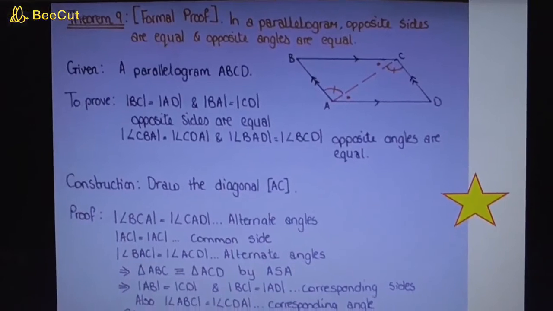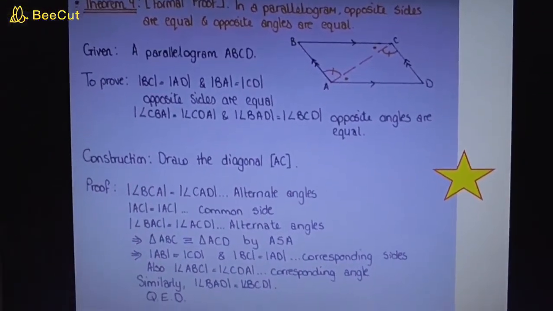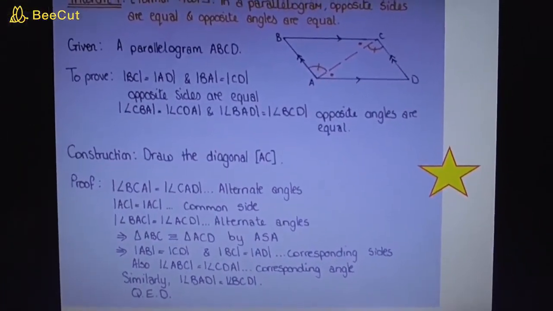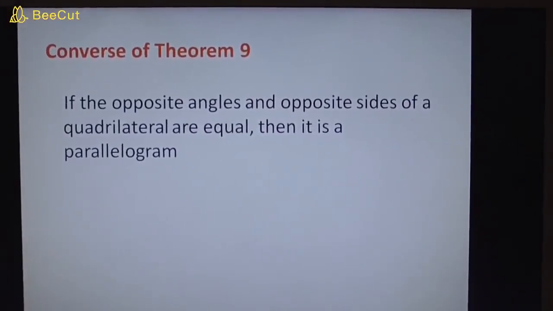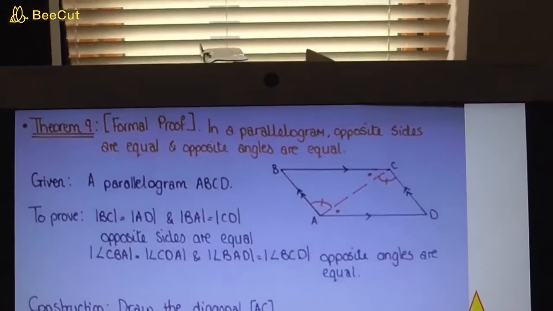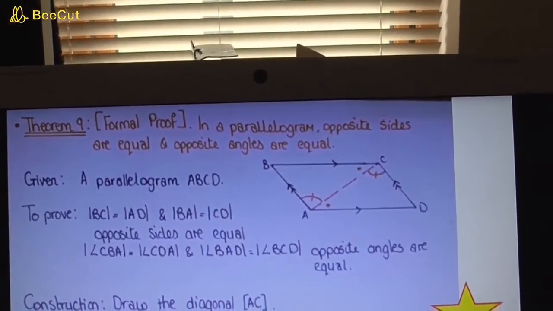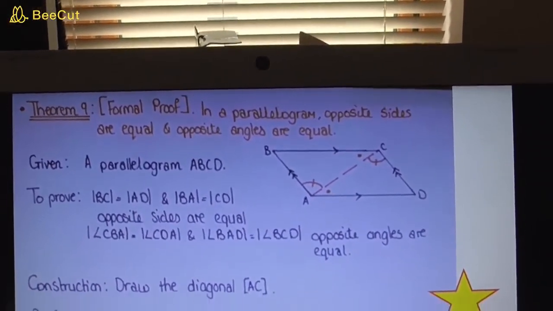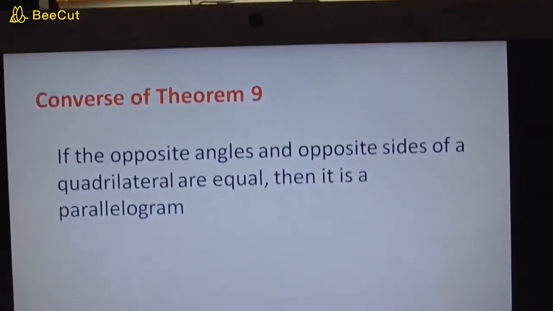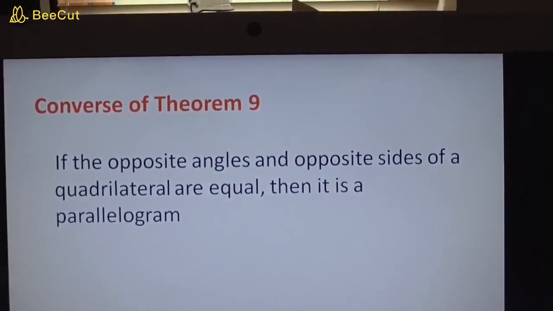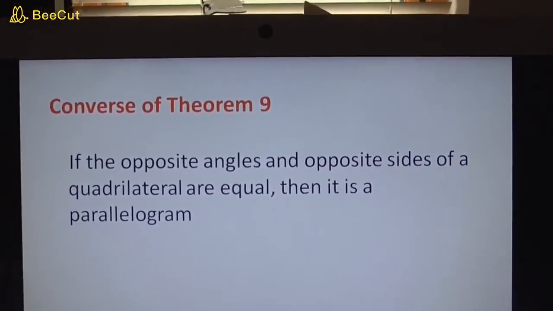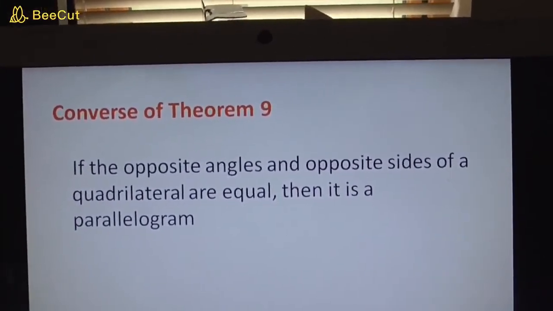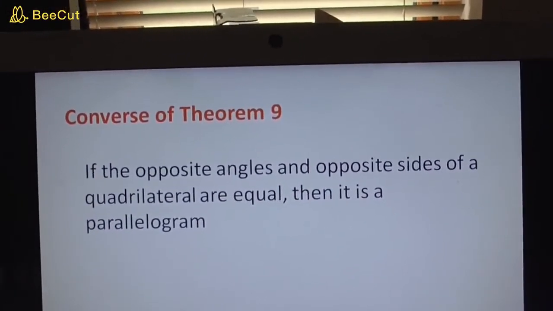Okay, so that's Theorem 9. The converse of Theorem 9, remember the converse just means rearrange it, so let's look again at what Theorem 9 stated. In a parallelogram, opposite sides are equal and opposite angles are equal. So if we reverse that, if the opposite angles and opposite sides of a quadrilateral are equal, well then it must have been a parallelogram. Remember, not all quadrilaterals are parallelograms.